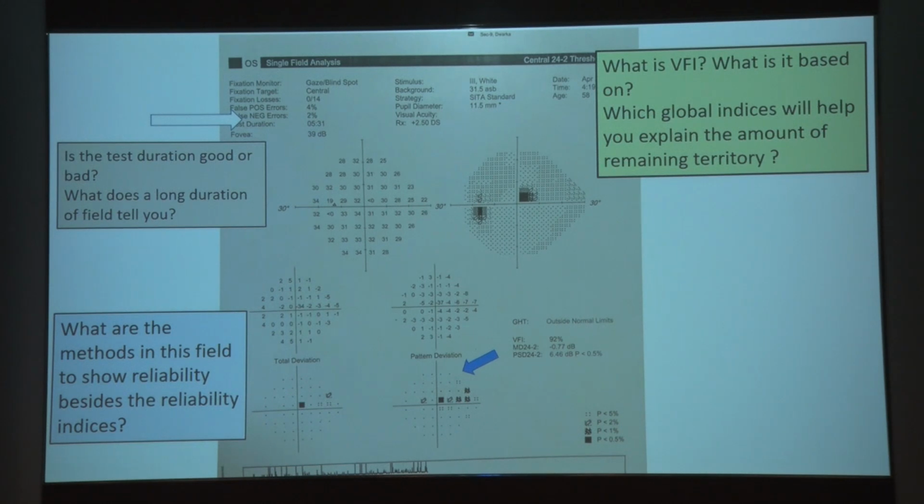Now you see something down there, a VFI. So what is VFI? How is that made? Anderson criteria doesn't say VFI, it says MD, right? But that's actually a little old now. VFI is something much better. So how does MD differ from VFI?